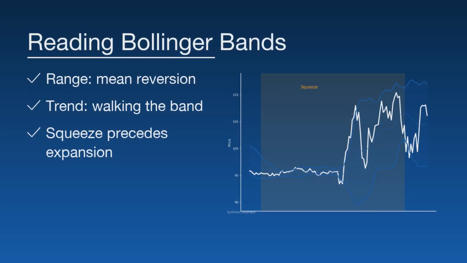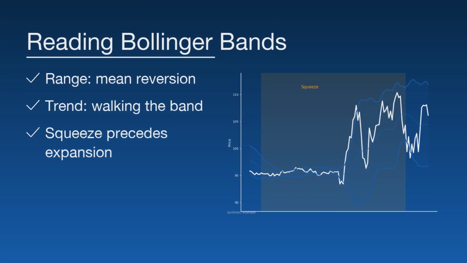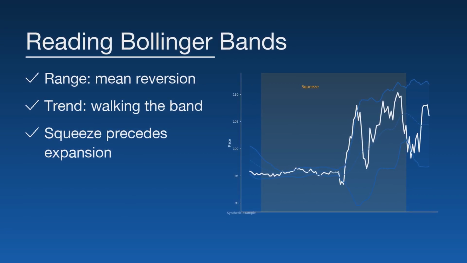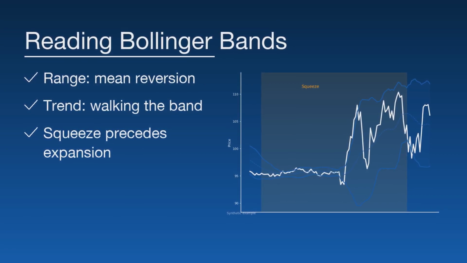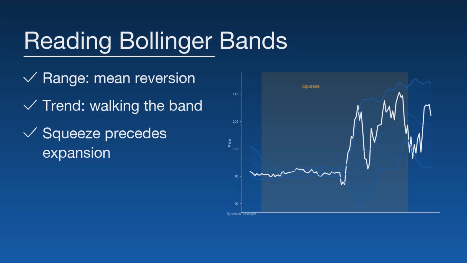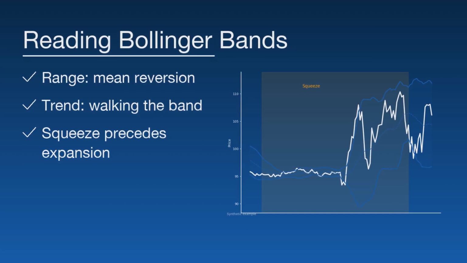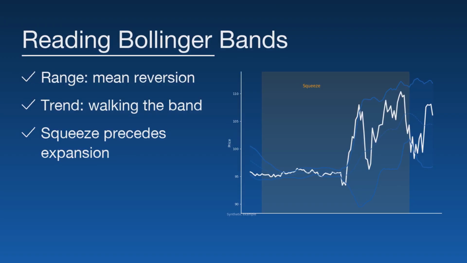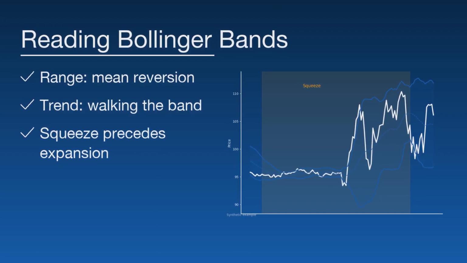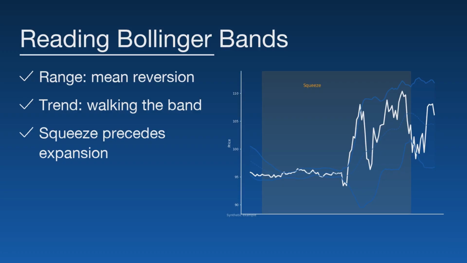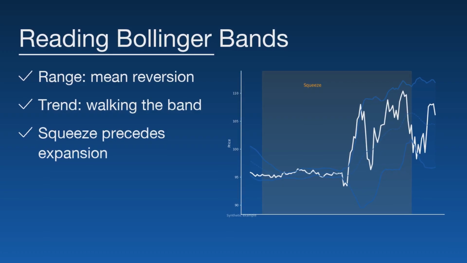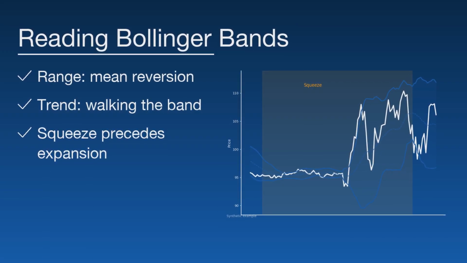In a range, price oscillates between the outer Bollinger bands and mean reverts to the midline. In a trend, price rides the upper or lower band, a behavior called walking the band. A tag of the band is not a sell signal by itself. The real edge comes from contraction, the famous squeeze, which often precedes expansion and directional movement.